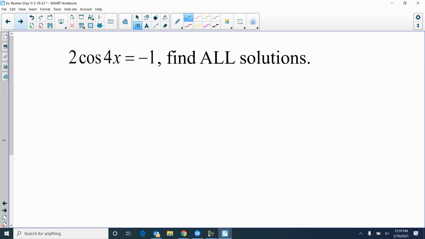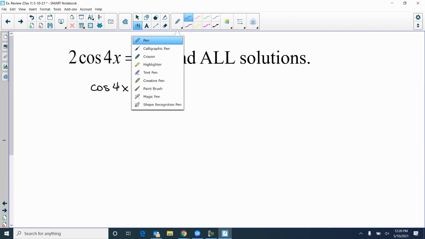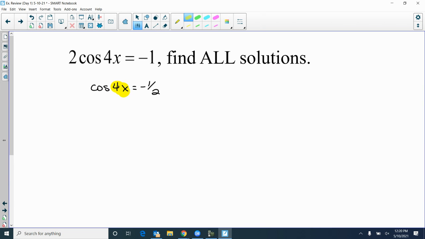All right, 2 cosine 4x equals -1. We want to find all solutions. Cosine of 4x is going to equal -1/2. If I got anything other than an x, I'm going to use substitution. I know not everybody does, and that's fine. But I'm going to let theta equal 4x. And so this becomes cosine of theta equals -1/2.